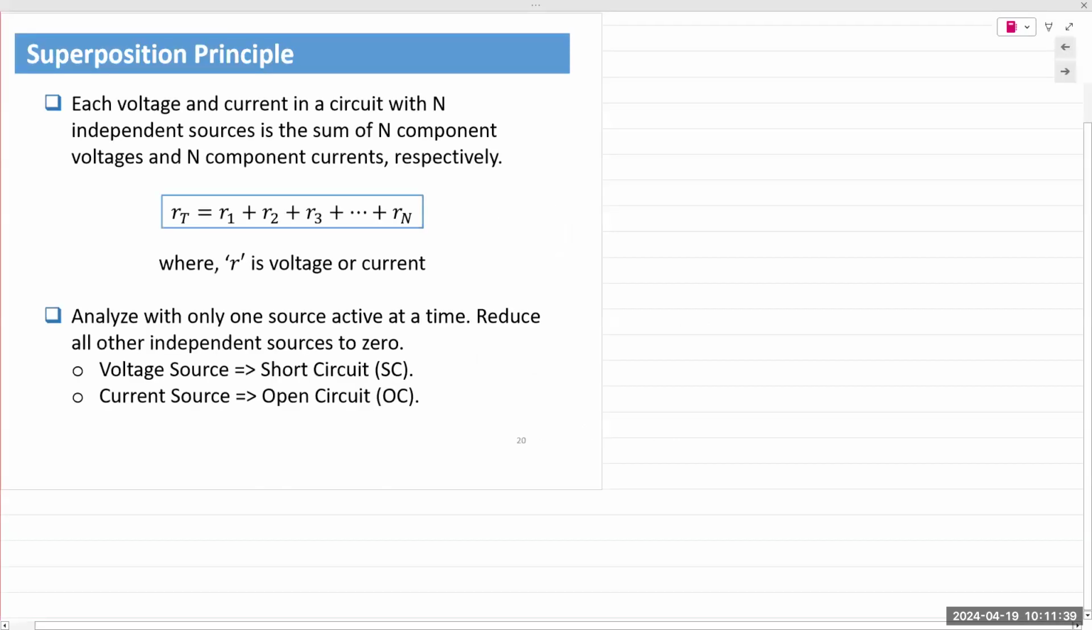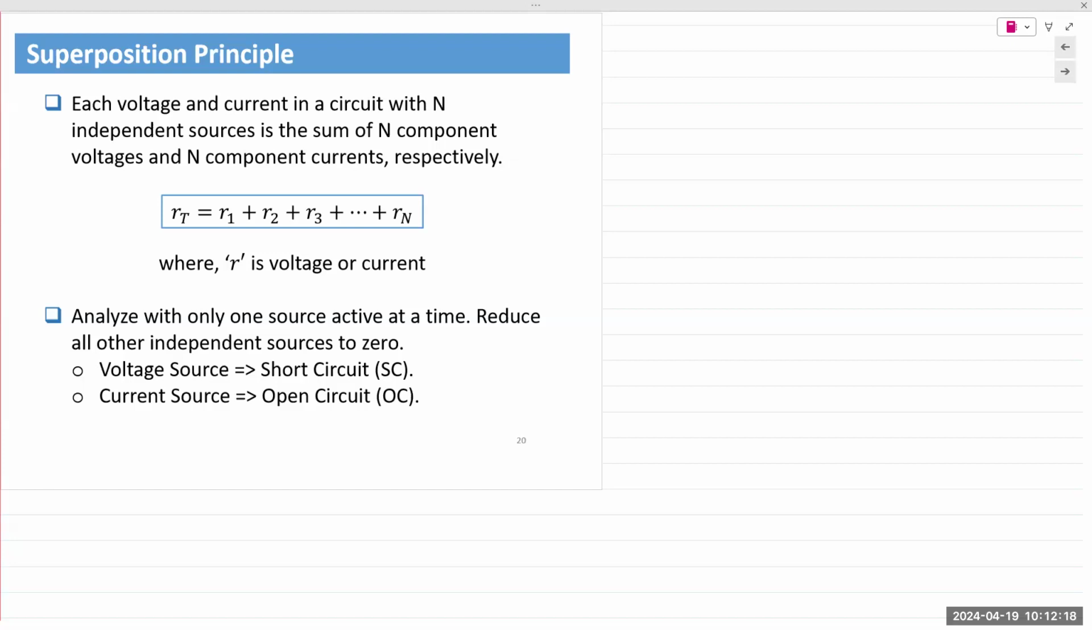Okay, superposition principle. Let's say we have a circuit that has multiple sources, whether it's a voltage source, current source, or a mix and match, 3, 4, 5, 6, 7, 8, as many sources. There could be n number of sources in a circuit, right? Really complex and large circuit. The superposition principle states that if it's a linear circuit comprising linear components, you could break up this circuit into multiple smaller pieces, and you can analyze each circuit with only one source active at a time. Okay, one source active at a time.